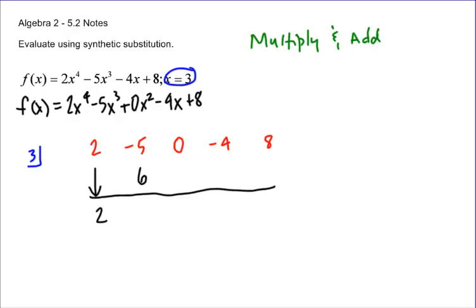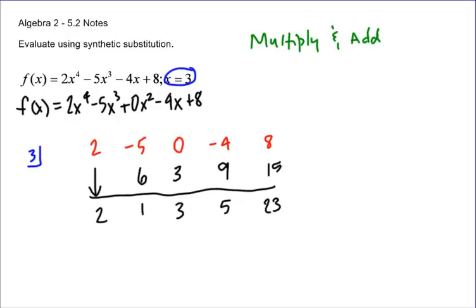And add, that's going to be 1. And then 3 times 1, that's 3. And then add, that's 3. And then 3 times 3, that's 9. And then add, that is 5. And then 3 times 5, that's 15. And then add, and that's 23.